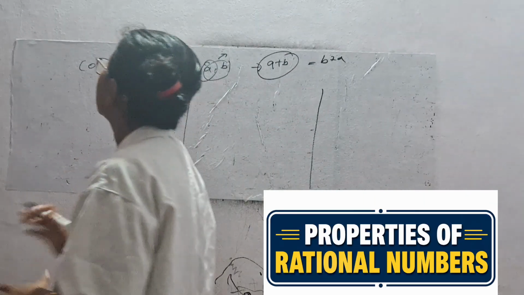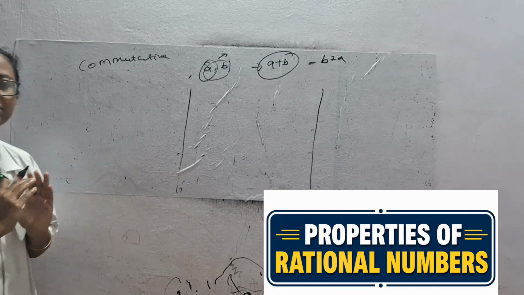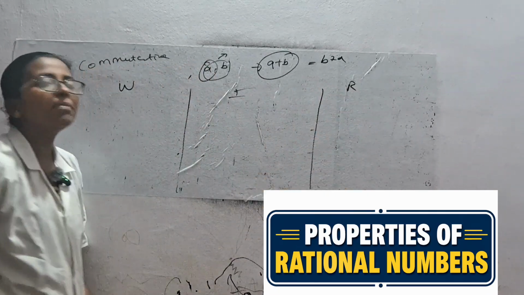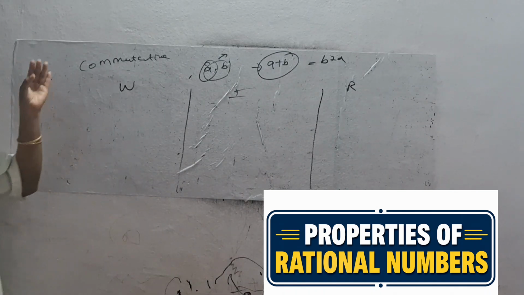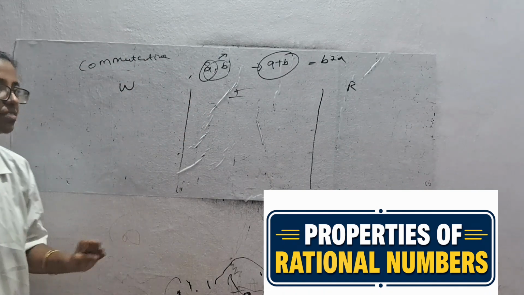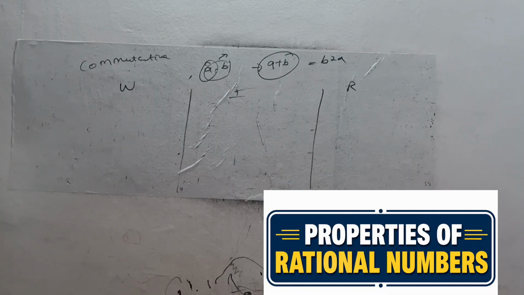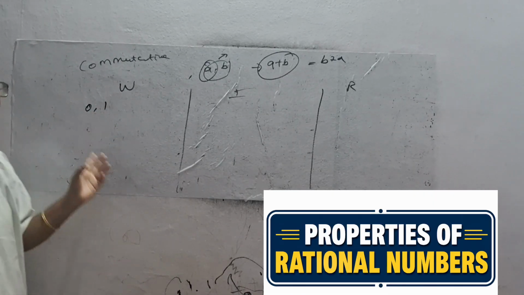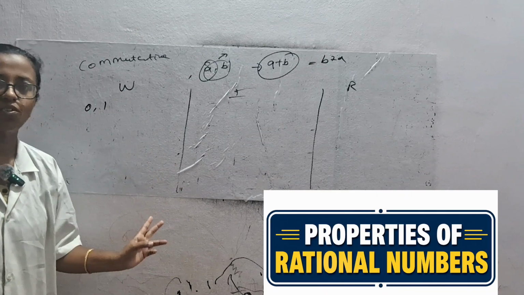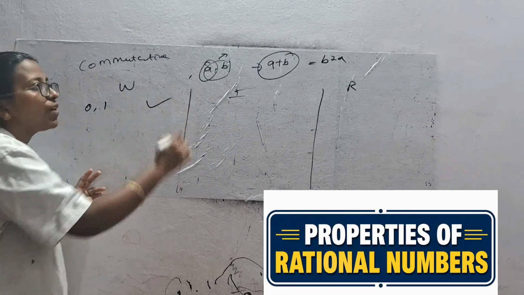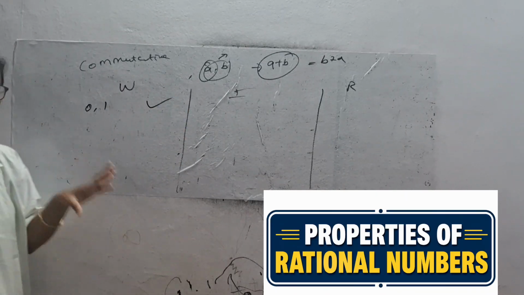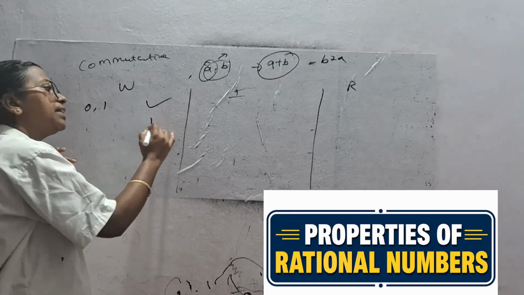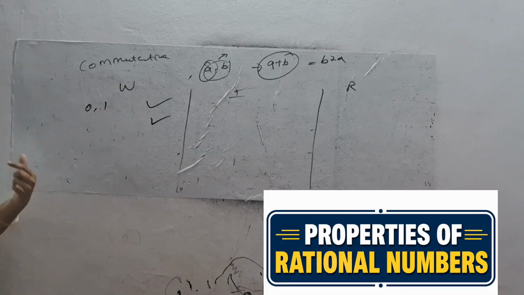Likewise, we can check this for whole numbers, integers, and rational numbers. For that, we can see how the commutative property functions. For example, I am taking two whole numbers, 0 and 1. In addition, if I add 0 plus 1, 1 plus 0 is also the same. So it is satisfied. In multiplication, 0 into 1 and 1 into 0 are also the same. So multiplication is satisfied. Subtraction.